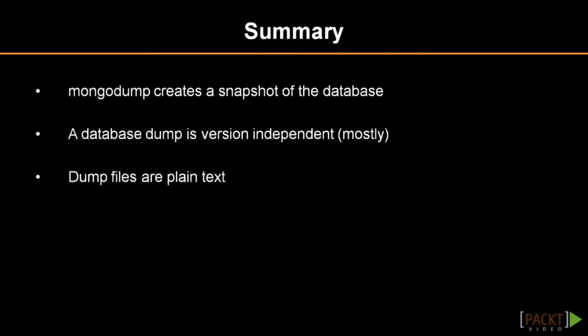In this video, we learned that MongoDump creates a snapshot of a database as it exists now. This can be done while the database is running without interrupting normal operations. Since version 2.2, MongoDump output is version independent, making it possible to upgrade to a newer version of MongoDB with confidence that old dumps can still be restored. In the next video, we will discover how to restore a database.